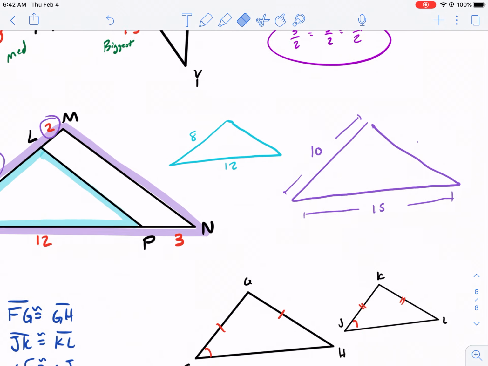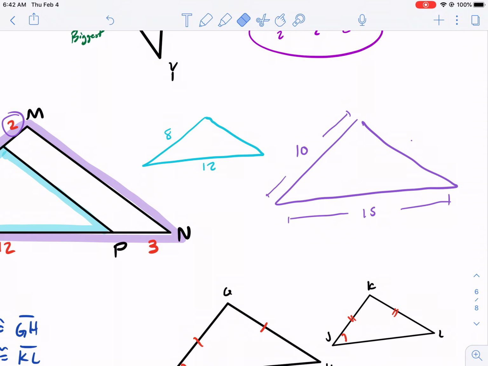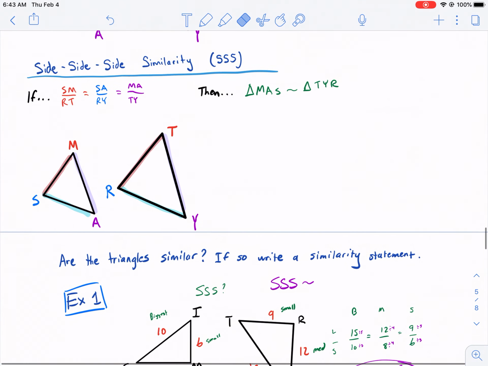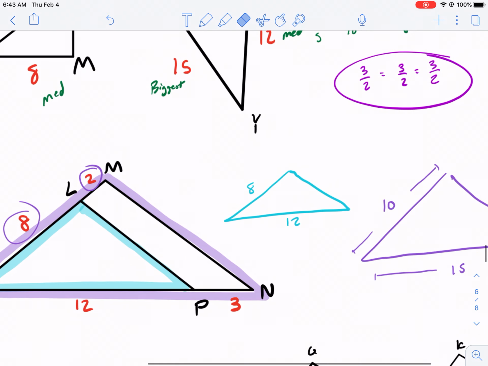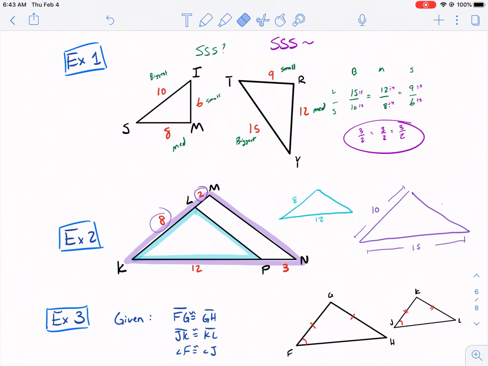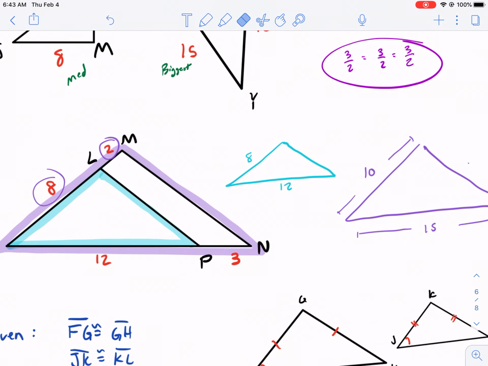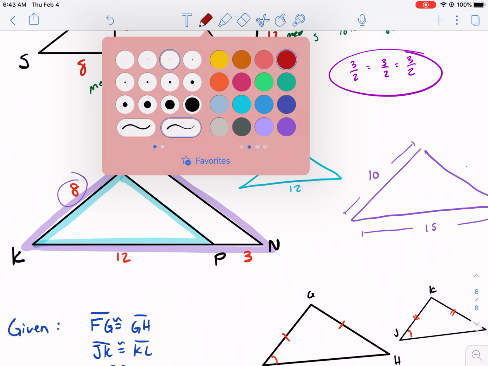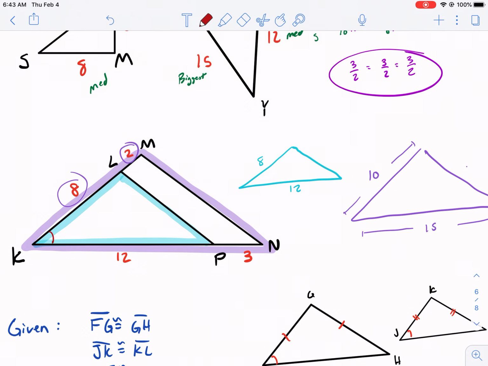Now, it looks like we only have 2 dimensions given. So what do we do? We only have side and side. We need an angle or an additional side. We already know that the other side's missing. So maybe we can look for an angle. Is there an angle that they have congruent? Anytime you have overlapping triangles, usually you're going to have an angle that's congruent, and in this case it's here, in the corner. They both share this angle.